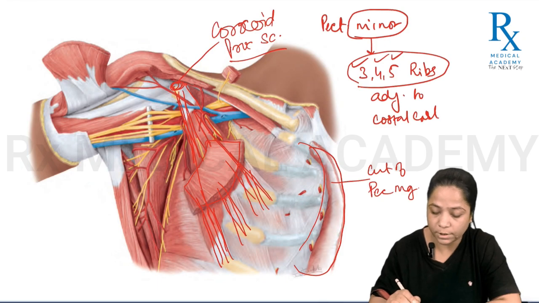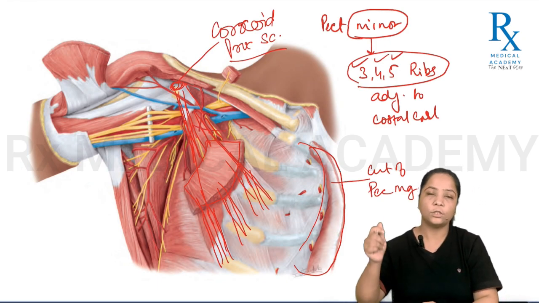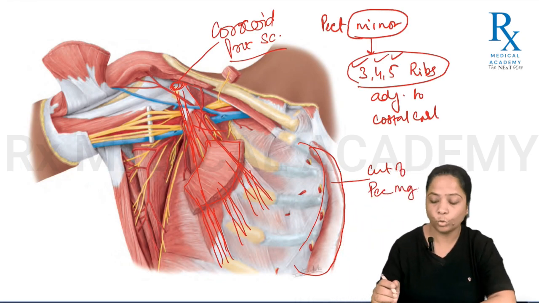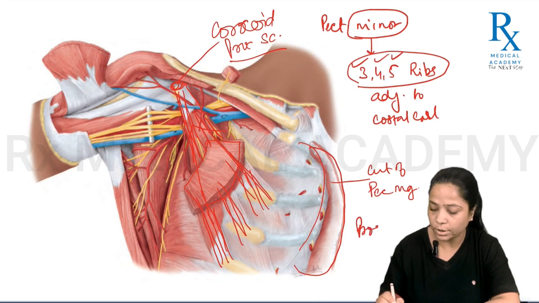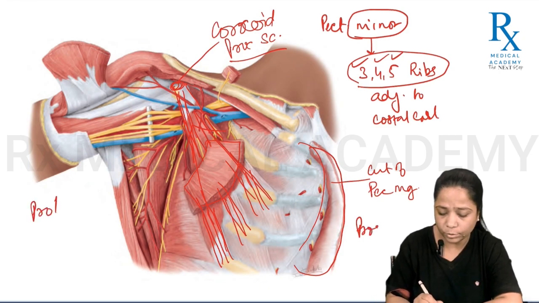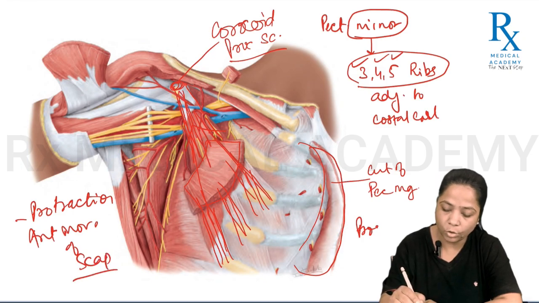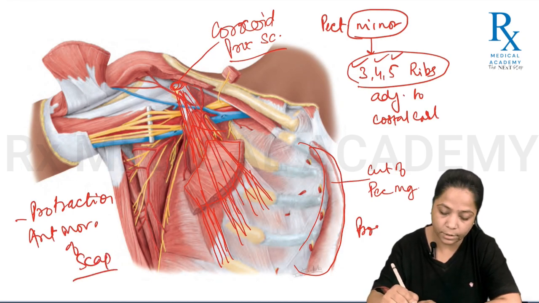The action of this muscle is, suppose the muscle is contracting like this, it will cause the protraction or anterior movement of the scapula. So the protraction and the anterior movement of the scapula is due to the contraction of the pectoralis minor muscle.